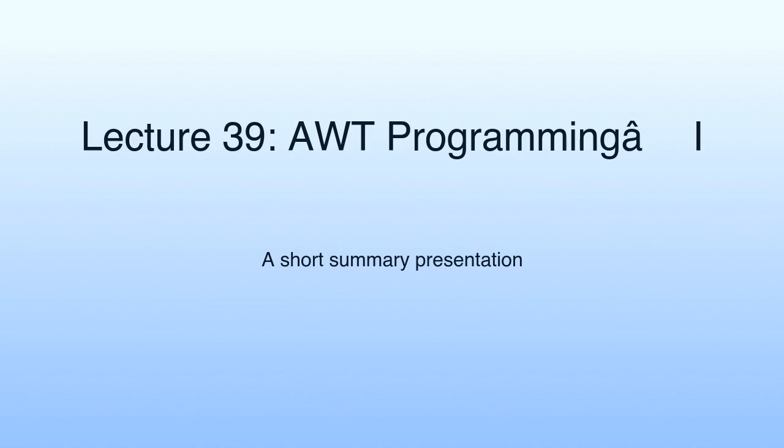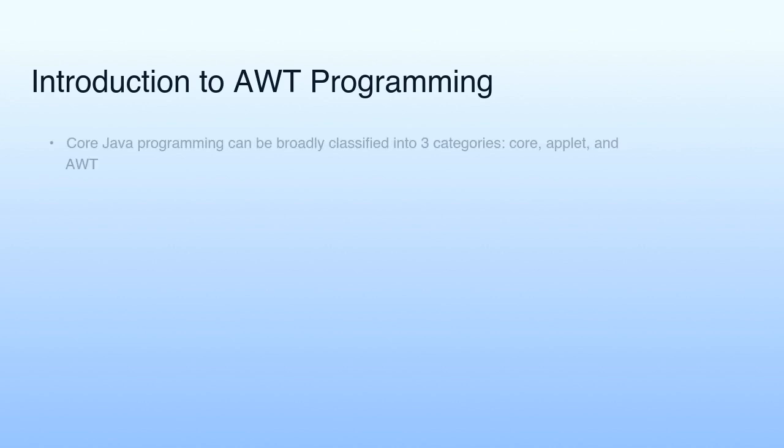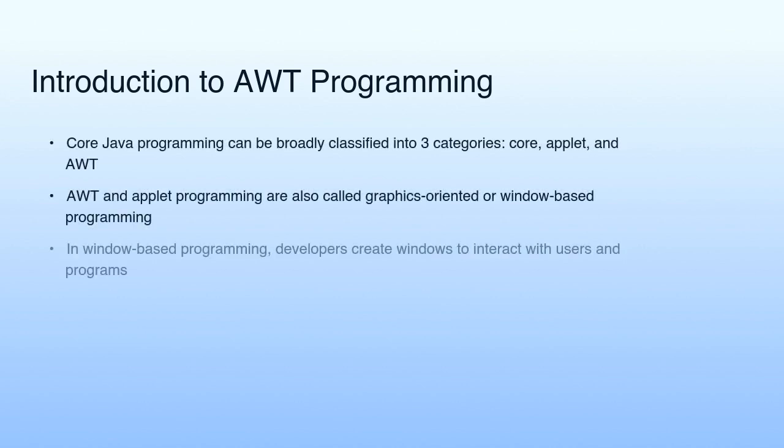Lecture 39: AWT Programming. Core Java programming can be broadly classified into three categories: core, applet, and AWT. AWT and applet programming are also called graphics-oriented or window-based programming. In window-based programming, developers create windows to interact with users and programs.